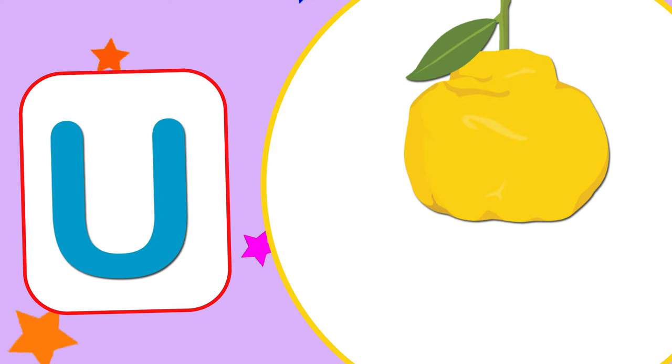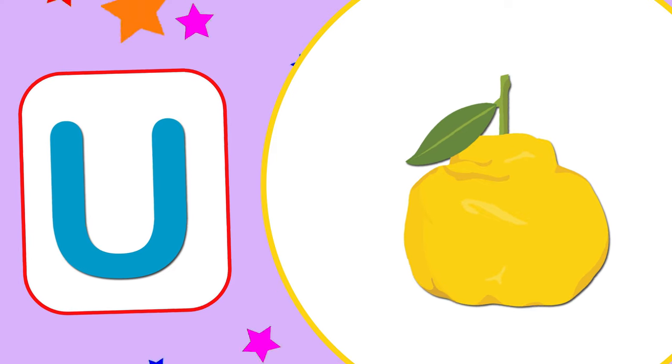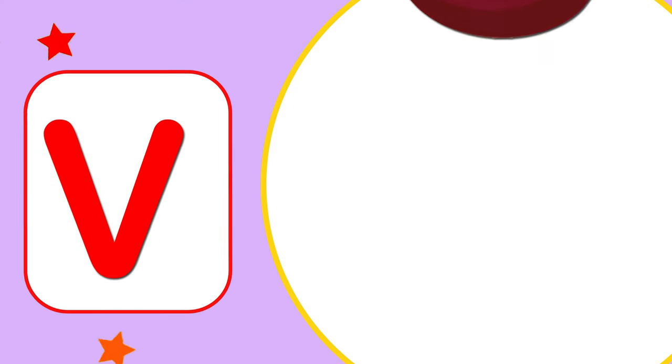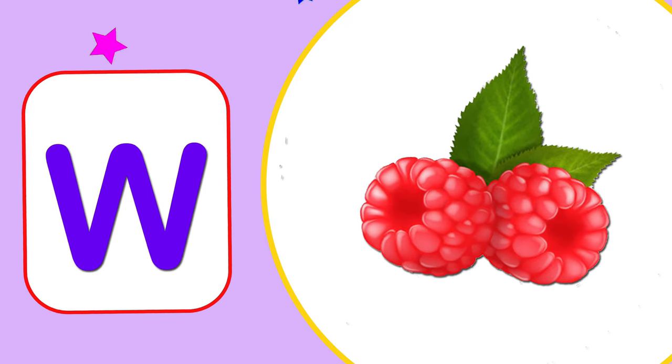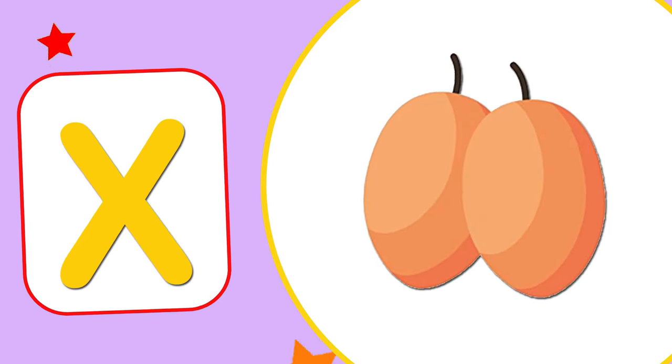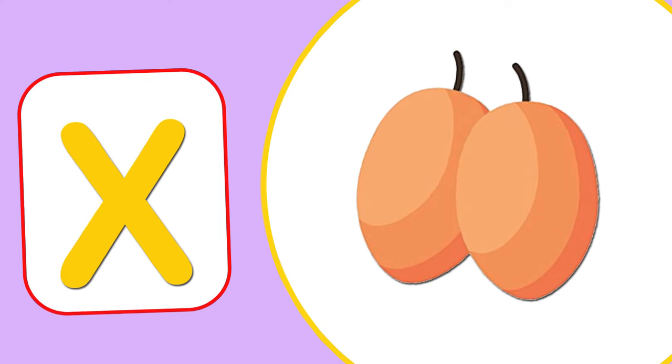U is for Ugli. V is for Velvet Apple. W is for Wineberries. X is for Xanthoceras Caffra.